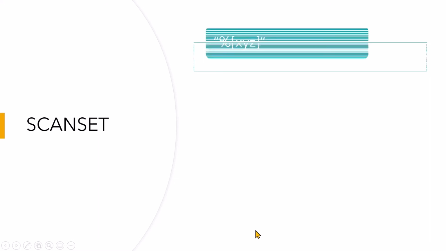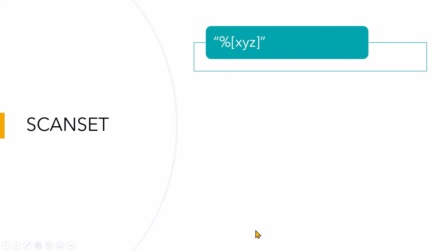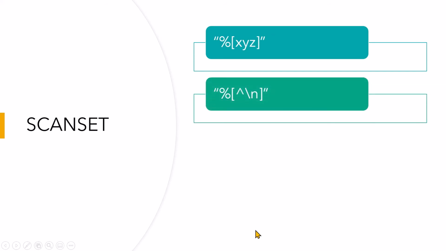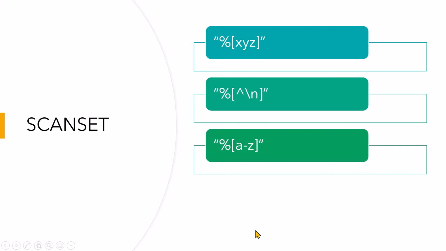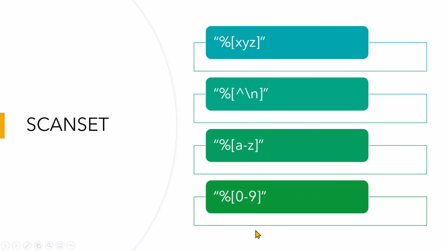Coming now to scan set. What does this say? It says allow input of only X or Y or Z. What about this one? We've done this before, right? You know what it means. All characters to be input until an enter is pressed, or a new line character. What about this one? It says allow for input in the range of A to Z, and this one 0 to 9.